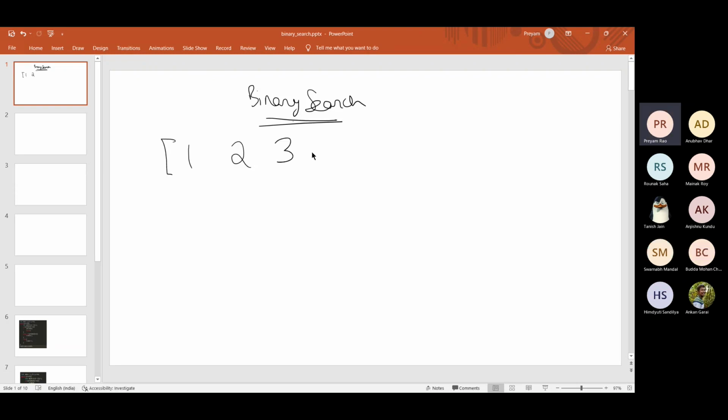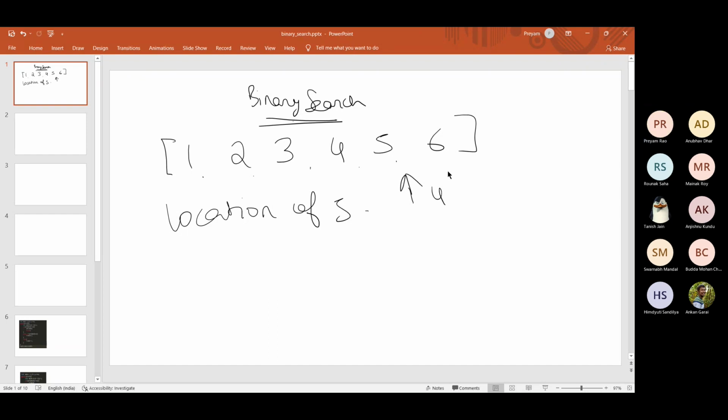Let's say you have an array of 6 numbers. Right. And now you need to find the location of 5 in the array. Right? It is over here. So it's at the 0, first, second, third, fourth. It's at the fourth index.